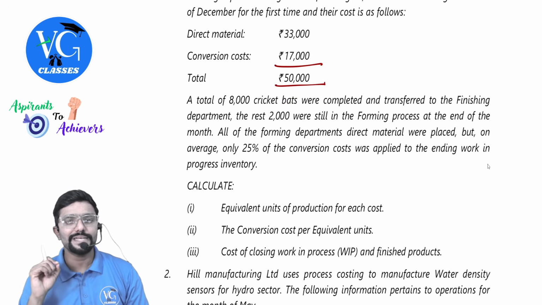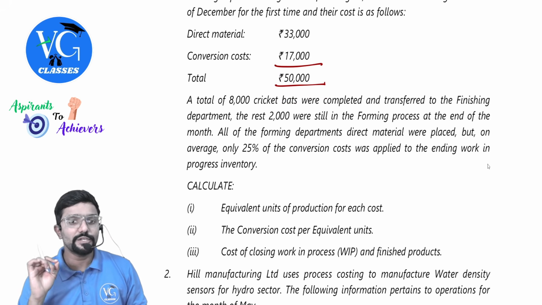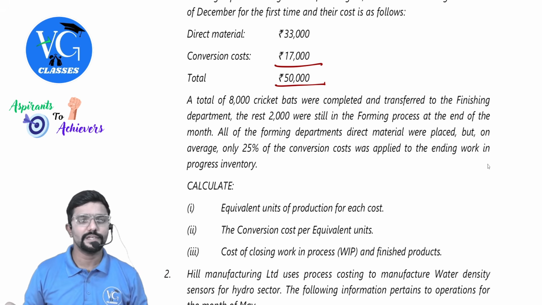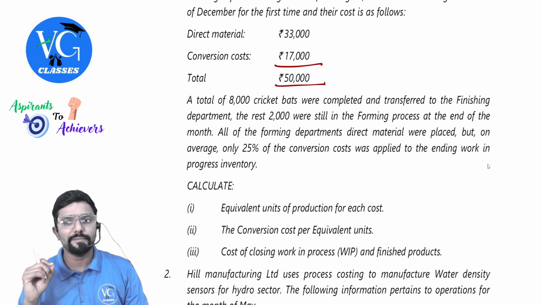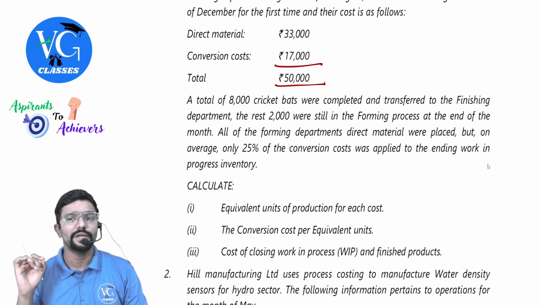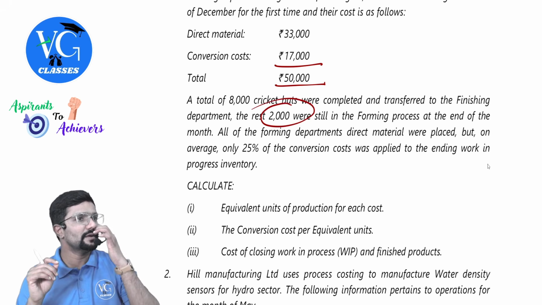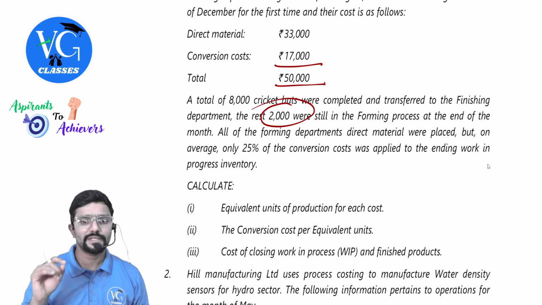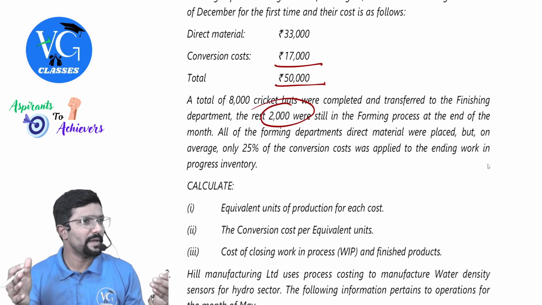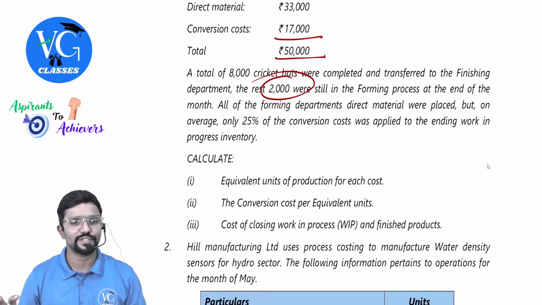A total of 8,000 cricket bats were completed and transferred to the finishing department. And the remaining 2,000 were still in process at the end of the month. That means there is no loss. Yes. All of the forming department direct material was placed. But on average, only 25% of the conversion cost was applied to ending work in progress. Guys, come on. For these 2,000, what is the degree of completion with respect to material? 100%. With respect to conversion, conversion is nothing but labor and overhead, what is the degree of completion? 25%. Oh, very simple question.